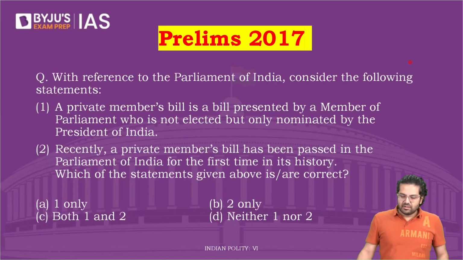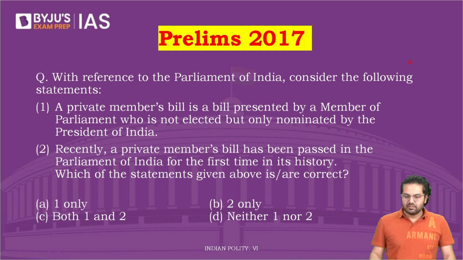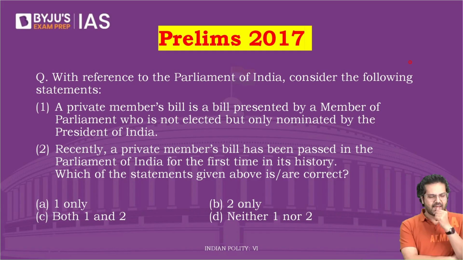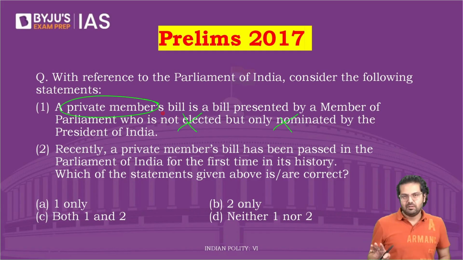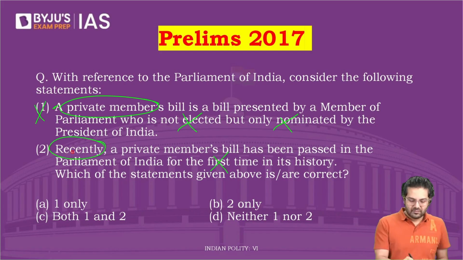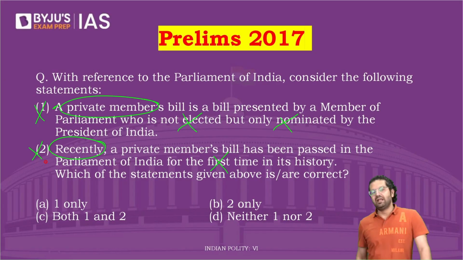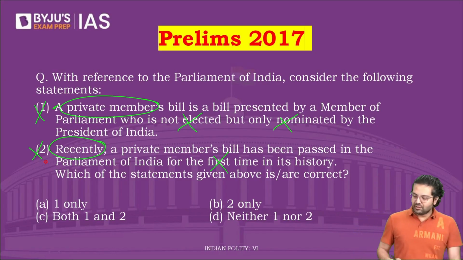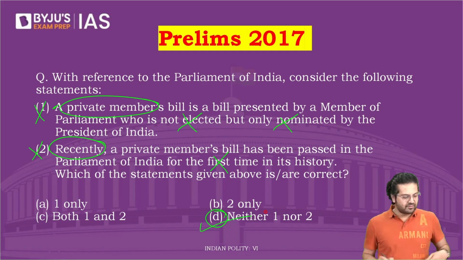Solve this question. It came in 2017. Sir, Gayatri, can it be a minister or not? Recent. It was not passed for the first time. But and recently also is 1970. It can't be recent also. So both are wrong. D is the right answer.